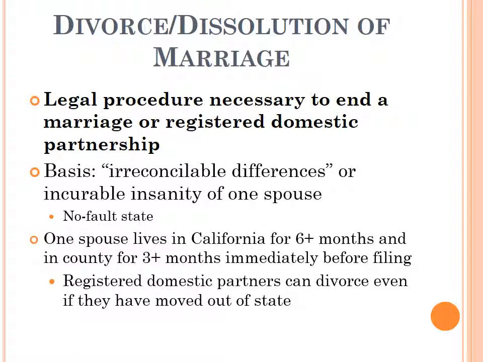One spouse lives in California for 6.5 months, and in the county for 3.5 months immediately before filing, or the registered domestic partners can divorce even if they have moved out of state. So we're actually looking here at a rule where married couples have a greater restriction on whether or not they can divorce than registered domestic partners. With married couples, at least one spouse must live in California for 6 months and in the county where they seek the divorce for at least 3 months before filing. However, if you're a registered domestic partner, you do not have to meet this requirement, and you can seek a divorce in California even if you have moved out of state.